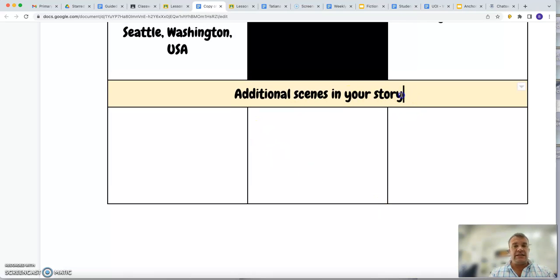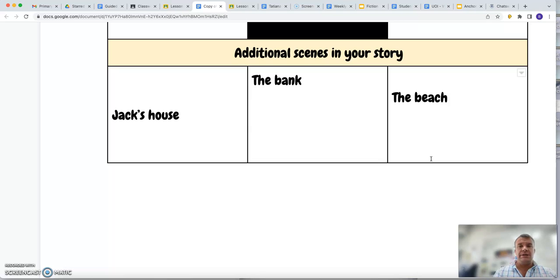Now, what does this mean? Additional scenes in your story. What does that mean? Is the story just going to be Seattle, Washington, or is there going to be some place in Seattle, Washington? How about at Jack's house? Jack's house could be one setting. The bank. And under the sea, because SpongeBob and Patrick. Flobbington McGilligupton. And we'll say the beach.